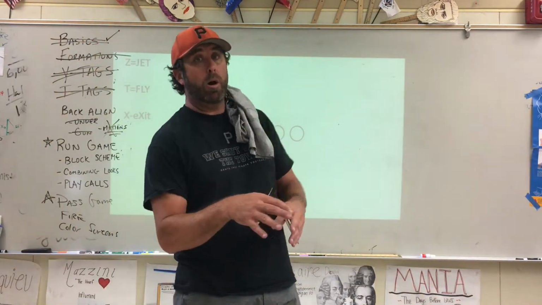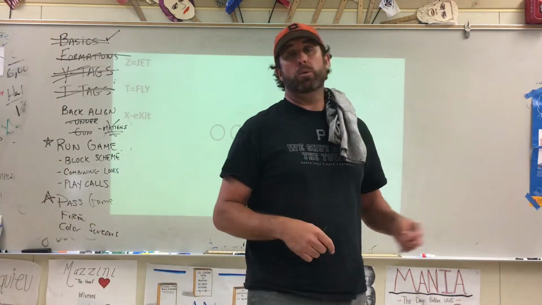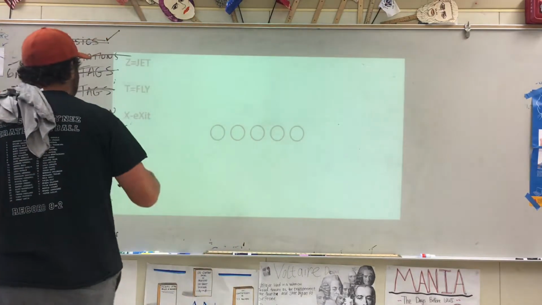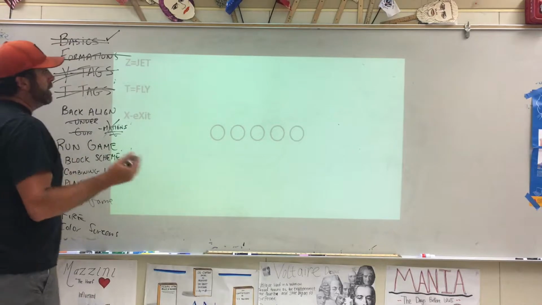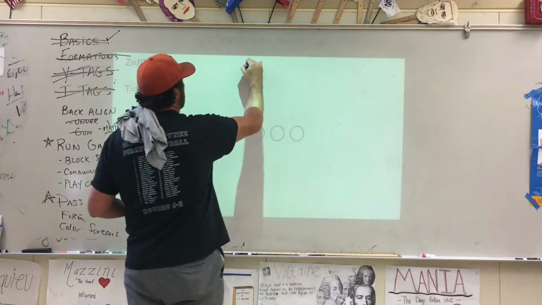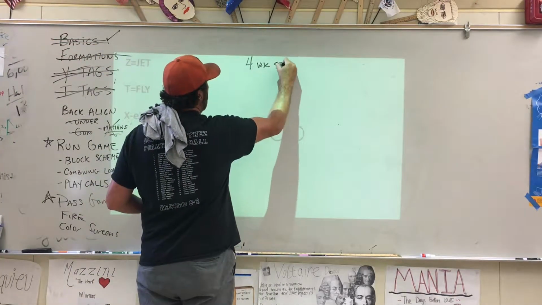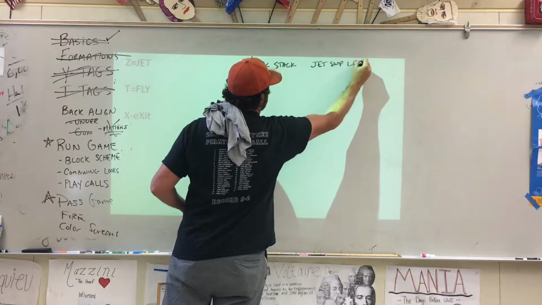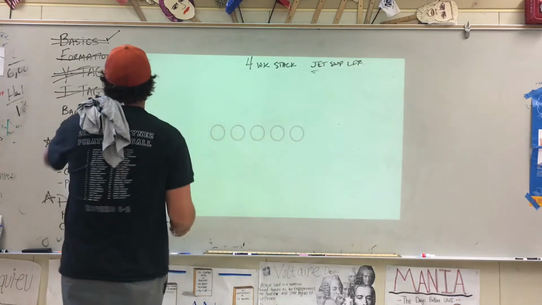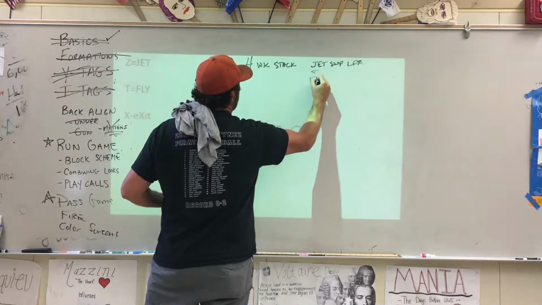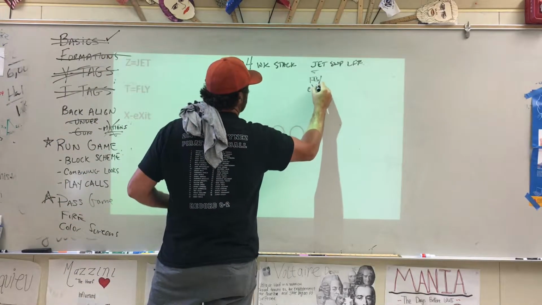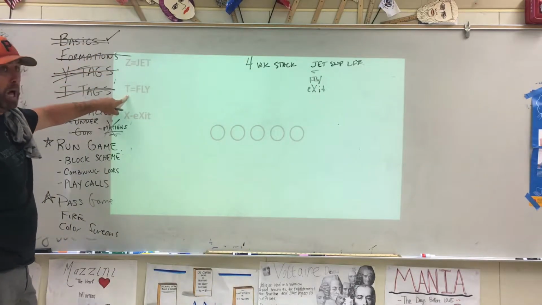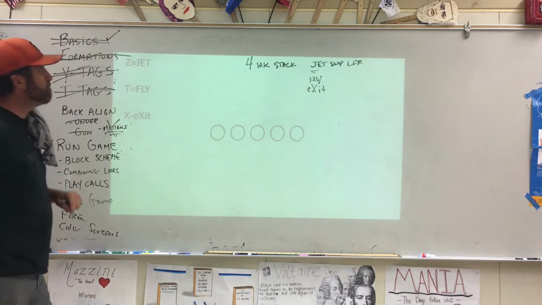But we do tag our motion sweeps. We do tag those left or right because they don't have a hole and it helps the lineman. So generally speaking, if we're going to go something like 4 weak stack, jet sweep left. So let's talk about what jet means. Jet and fly and exit. Jet is for the Z, T is fly, and X is exit.